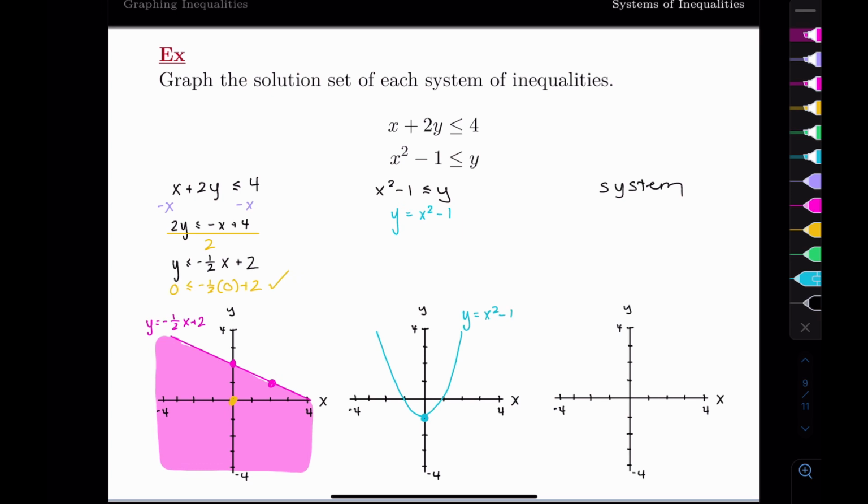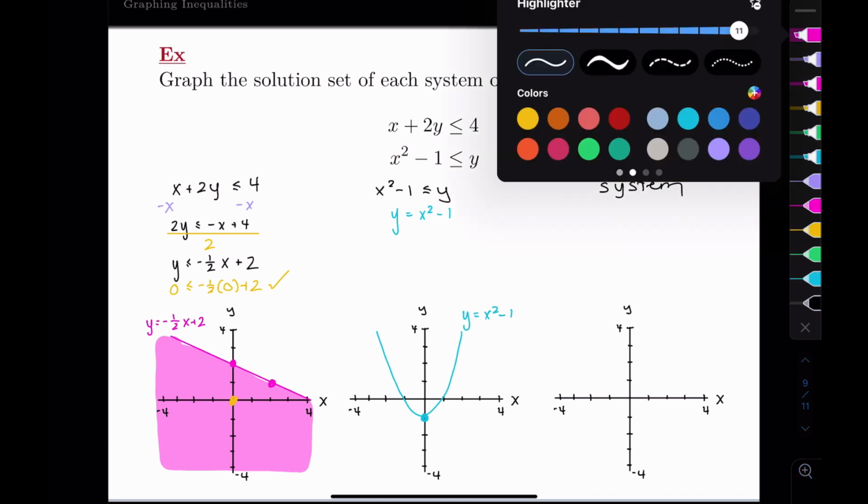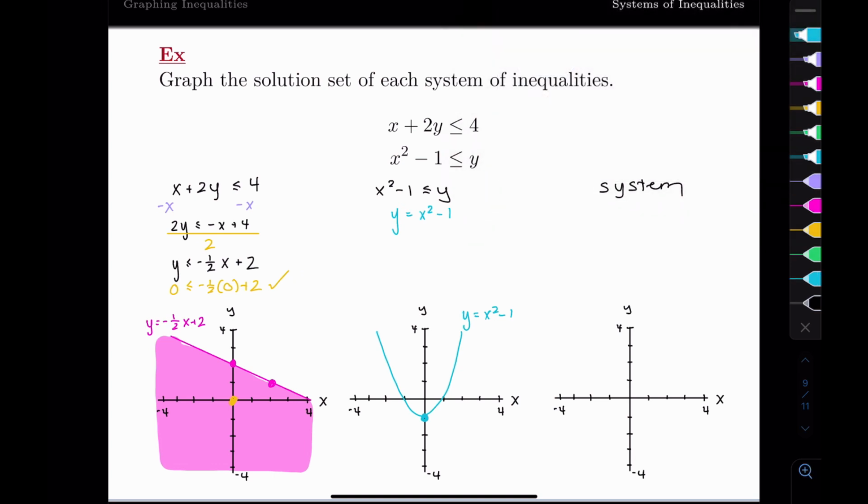And this tells us I can pick y values that are greater than or equal to x squared minus 1. So we're going to be able to shade above this parabola. But again, let's pick a test point. 0, 0 is definitely not on this parabola. So if I plug that in, 0 squared minus 1 is less than or equal to 0, which tells us -1 is less than or equal to 0.